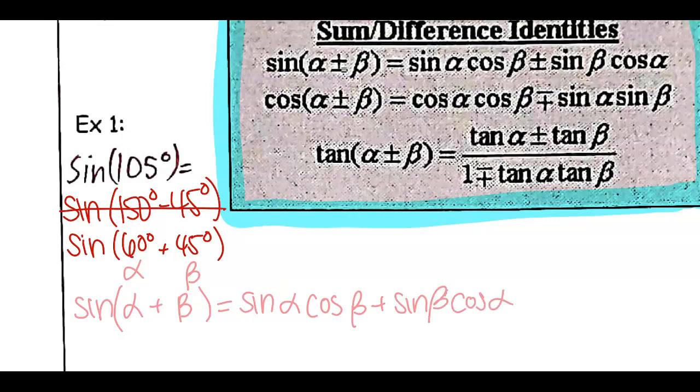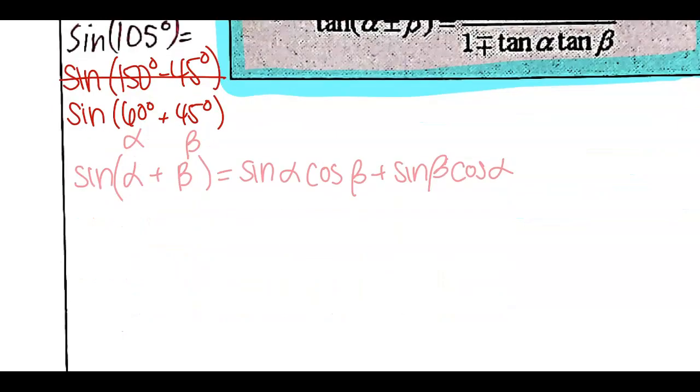I rewrote all of this so I didn't have to keep zooming in and out. So down here, we're going to make this sine of alpha, which we said was 60 degrees, cosine of beta, which is 45 degrees.